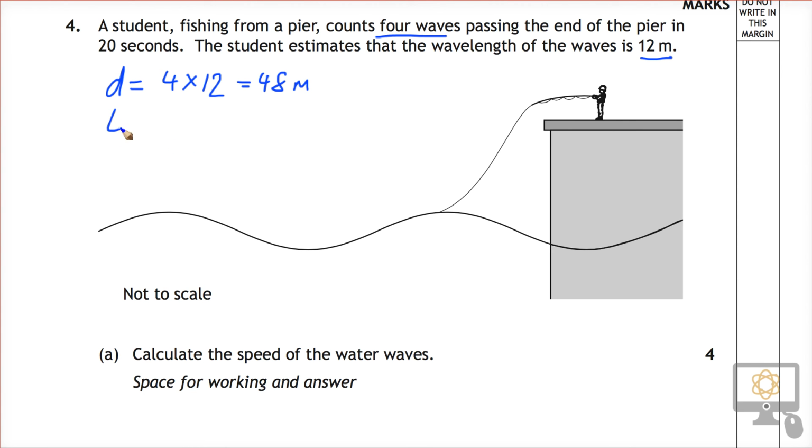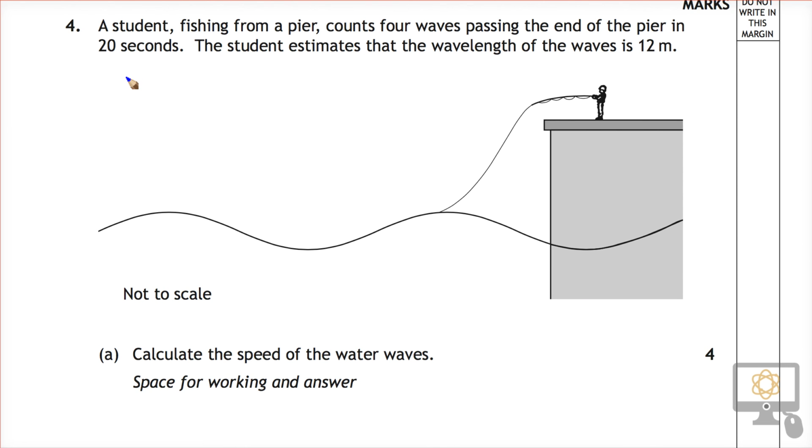And the time that they've travelled that distance in is 20 seconds. And so we can easily do speed is equal to distance, 48, divided by time, which is 20. And 48 divided by 20 is 2.4 meters per second. So that's the second method of doing the problem. So we'll clear our screen again and we'll think about the final one.